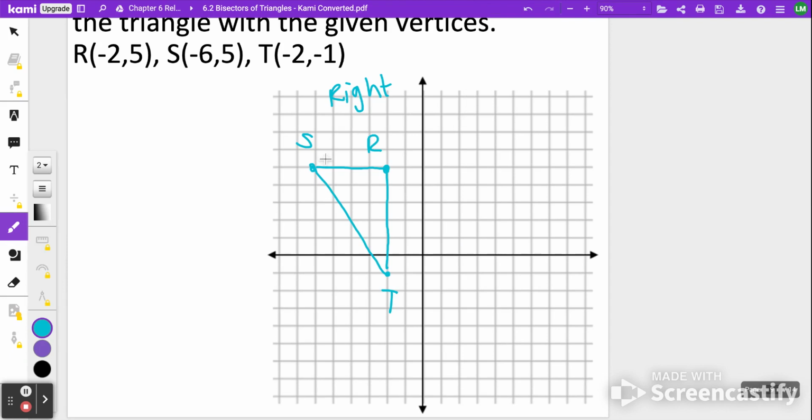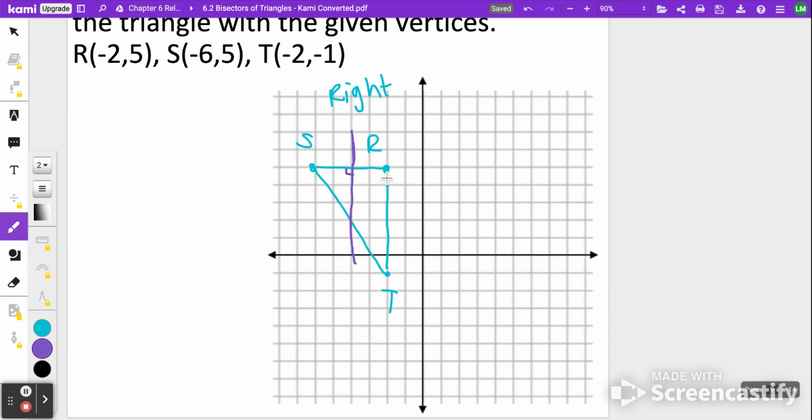So I know if I look from R to S, this is 1, 2, 3, 4. And since it's a 4 unit distance from R to S, halfway through that is going to be here. Okay, so that's one perpendicular bisector.